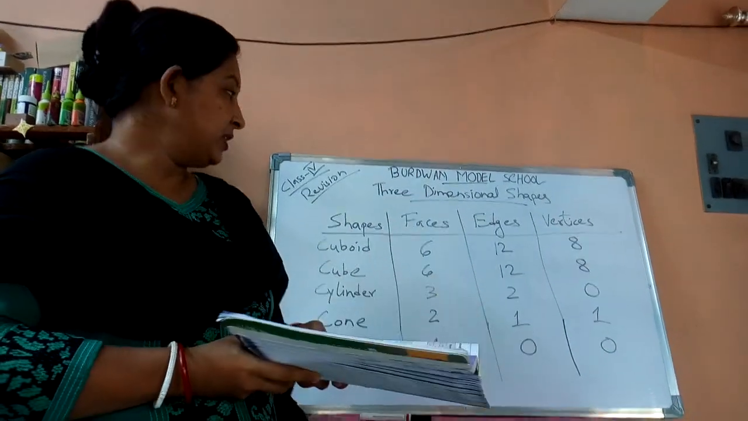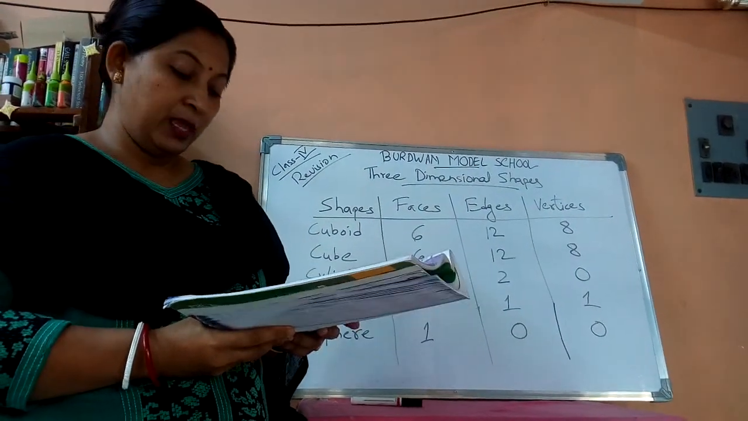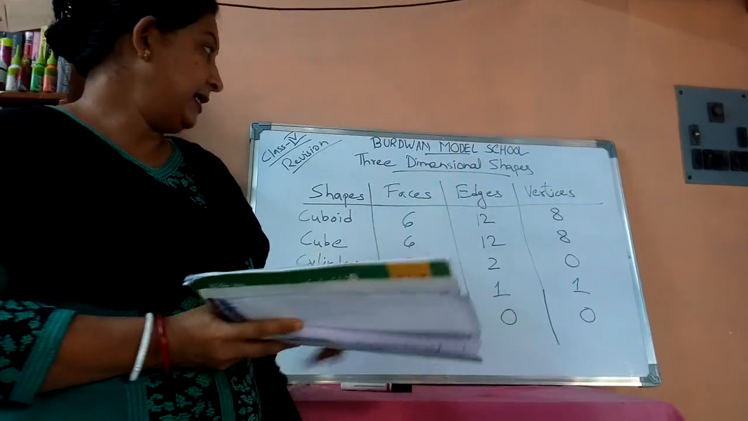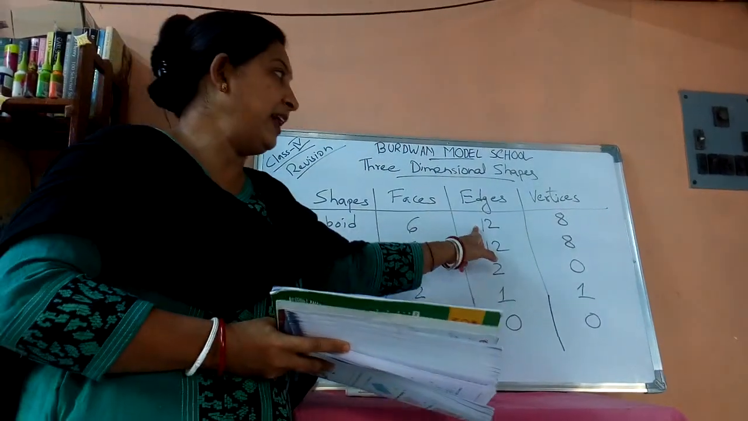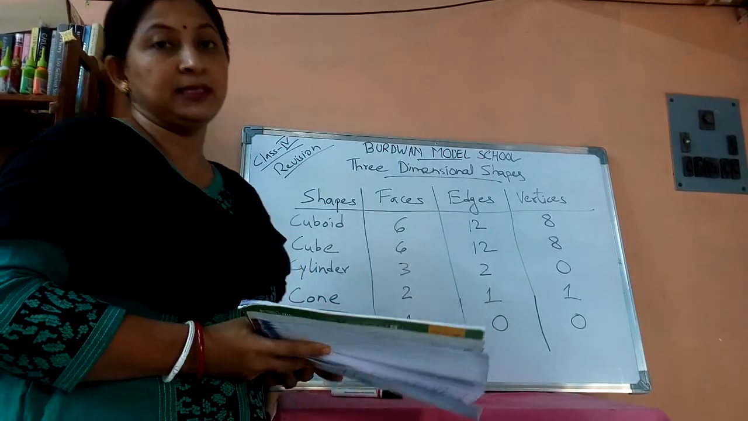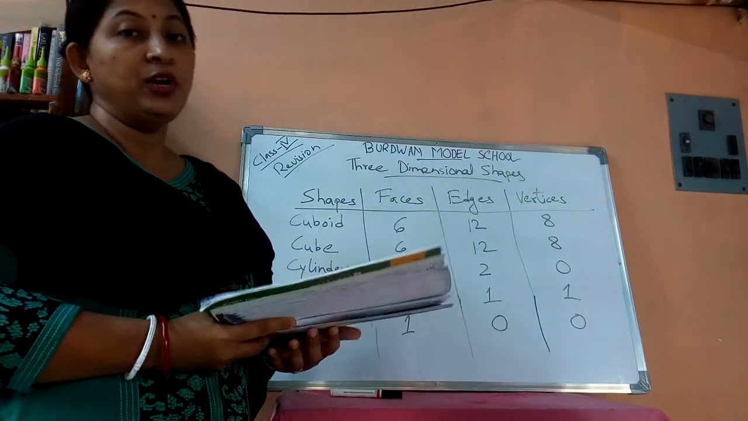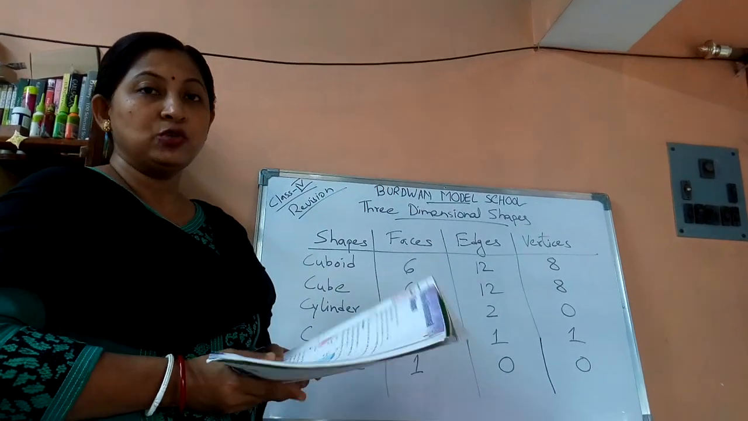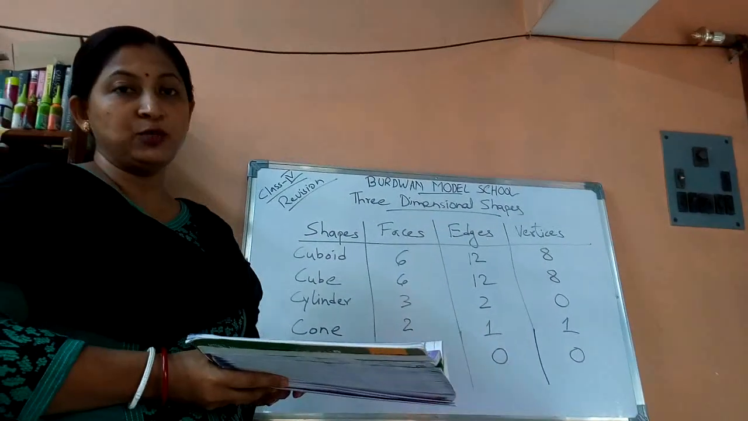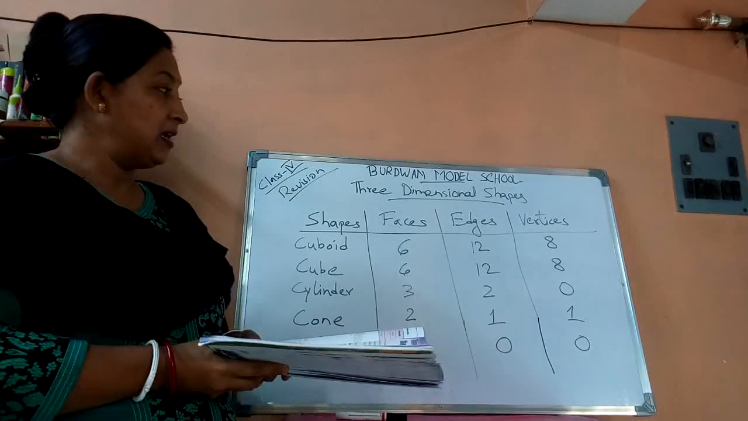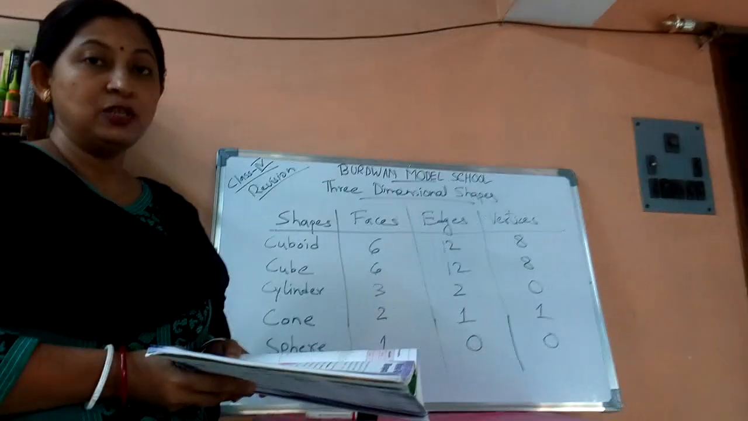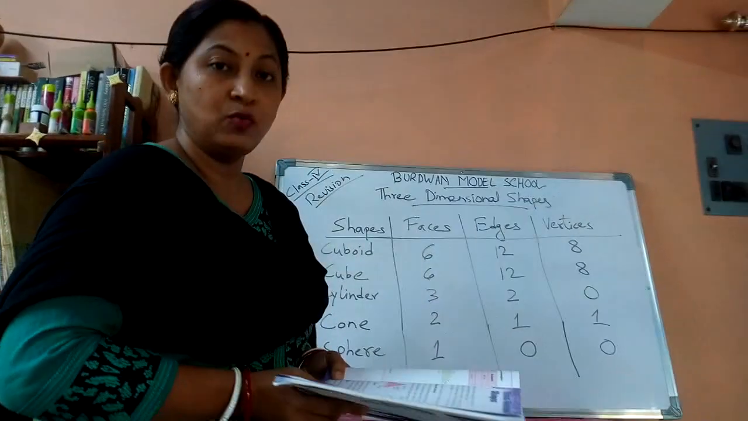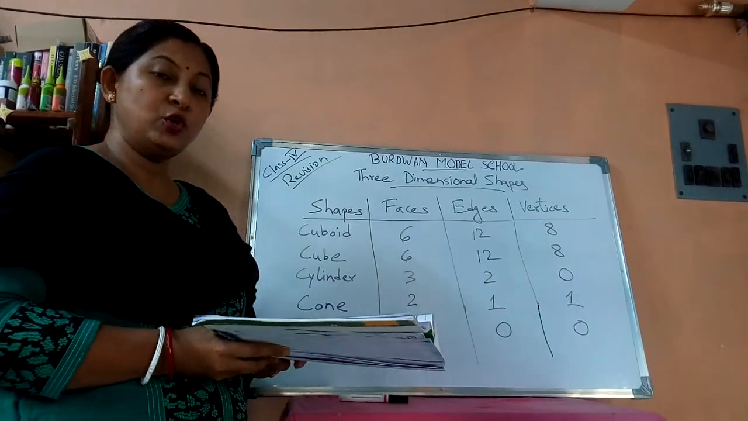First we will start with the cuboid. As you know, a cuboid has 6 faces, 12 edges and 8 vertices. Imagine a wooden box or a matchbox. It is an example of a cuboid. If you look at a matchbox, you can observe that it has 6 faces, 12 edges and 8 vertices. Okay, this is for the cuboid.